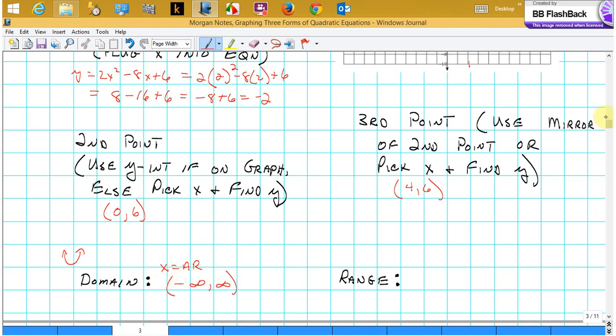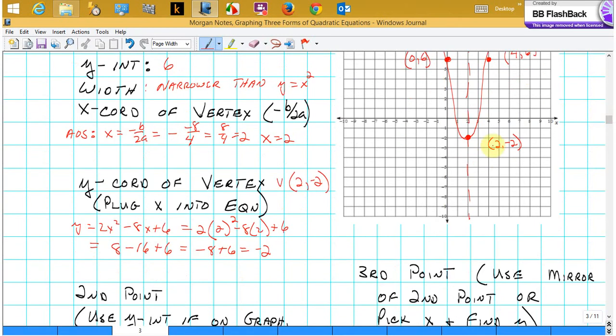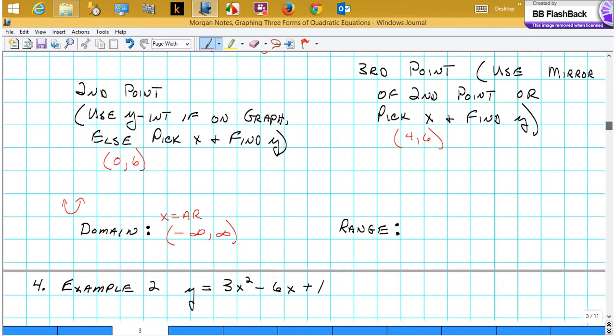The range on this particular problem, you can see that everything is above the value where y is equal to a negative 2. So the range would be y greater than or equal to a negative 2, and in interval notation, we would write it like this. It can equal a negative 2 and everything greater going to infinity.